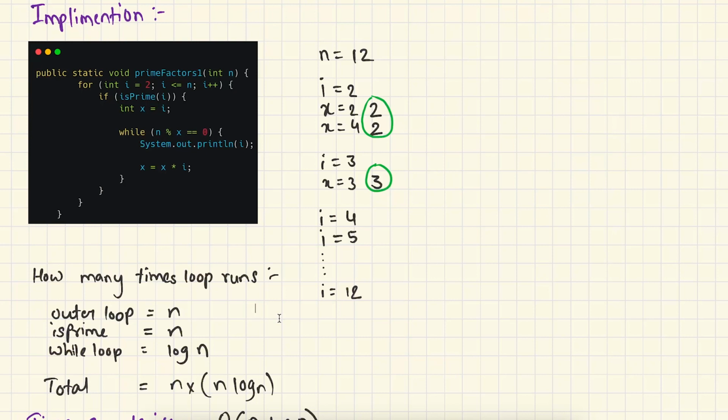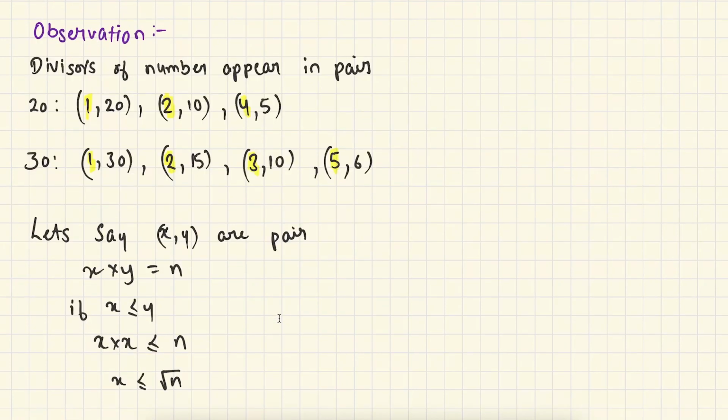So let's see how we can implement this code further. Here we have some observations to be made. And what is that? The observation is that whenever we have divisors of a number, the divisors always appear in pairs. For example, in the case of 20, the divisors are 1 and 20, 2 and 10, and 5 and 4.